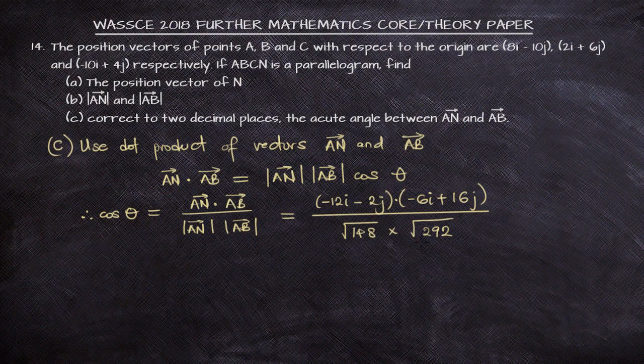So now, how do we find this dot product on the numerator? What we do is we take the components, like the i components, we multiply them together, plus the j components, we also multiply them together. So going ahead with that, we can have our cos theta equal to the i component minus 12 multiplied by minus 6, plus the j component minus 2 multiplied by 16, all divided by square root of 148 times square root of 292.